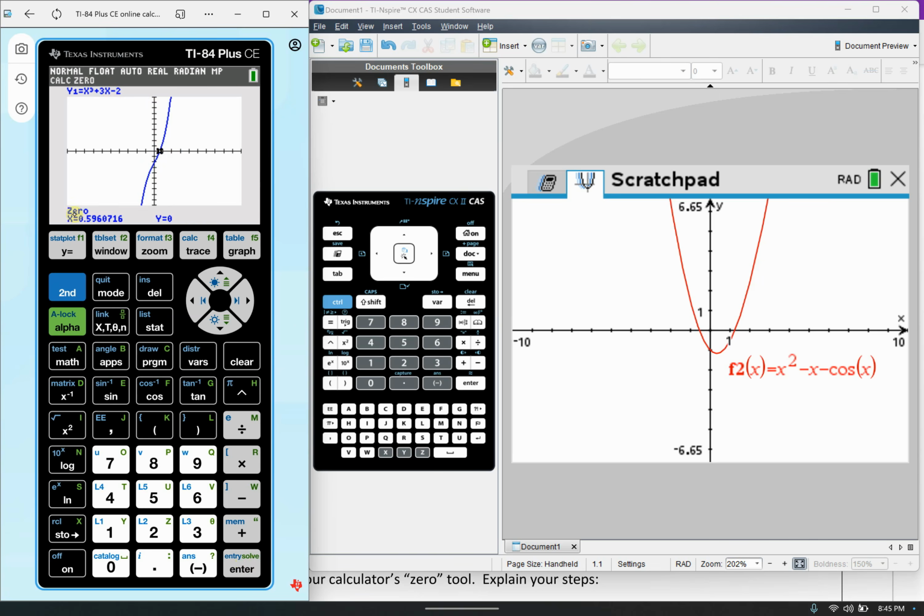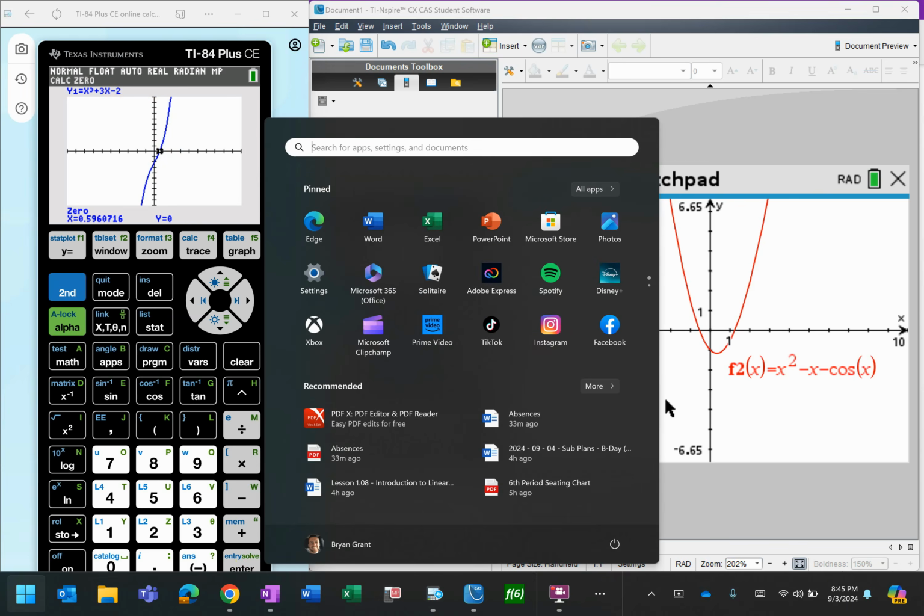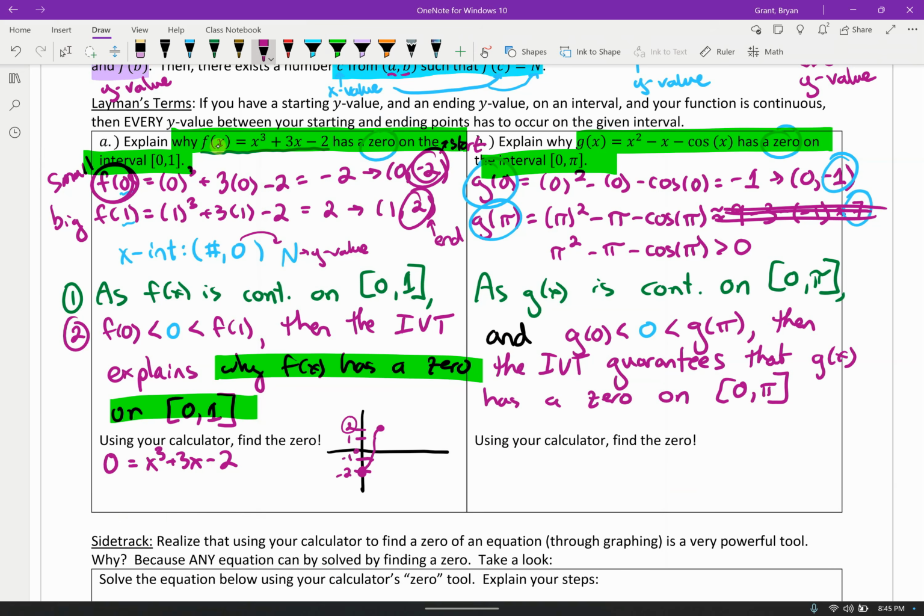Okay, so to answer the question from earlier, 0.596, remember that, as I go back here, it says explain why there's a 0 from an x of 0 to an x of 1. Is 0.596 between 0 and 1? Yeah.